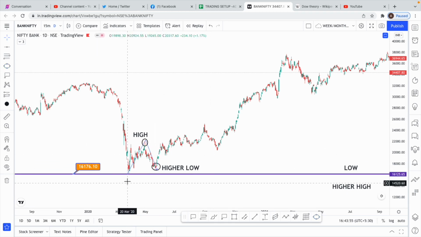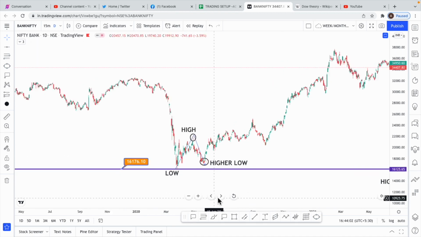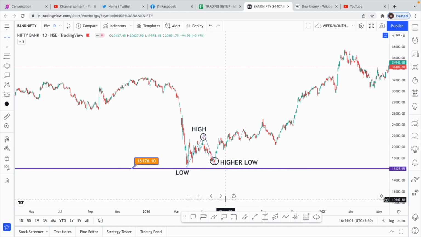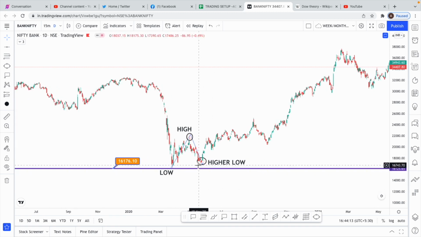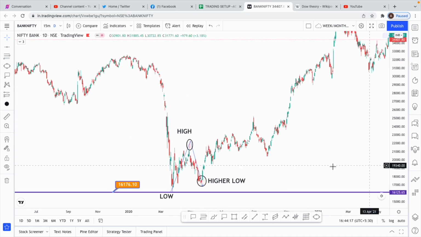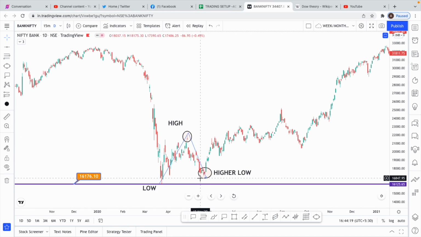Now why is this a higher low? See, this was one low. The market could have fallen after this. I'm not saying the market could not have fallen, but when we got that confirmation that we might tend to go in an uptrend is when we made this higher low. When this fall was happening, nobody could have predicted that the market is going to bounce off from here.